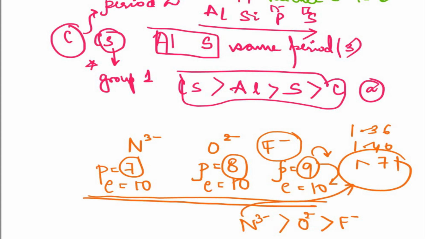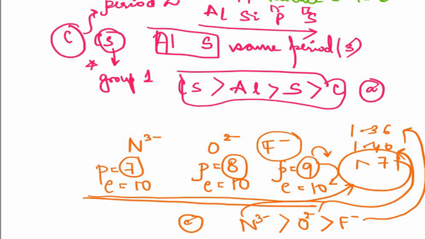For oxygen, it should be 1.40. And for fluorine, it should be 1.36. So we have to see that 1.7, 1.40, 1.36. That is option number C is your correct answer.